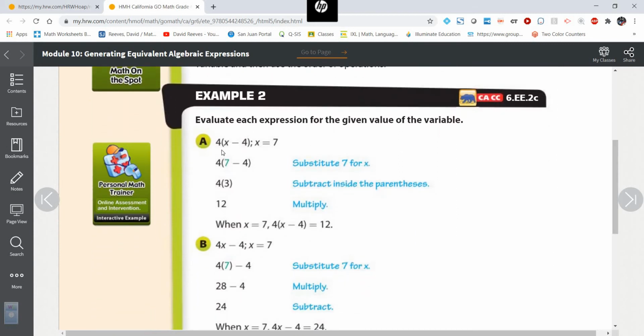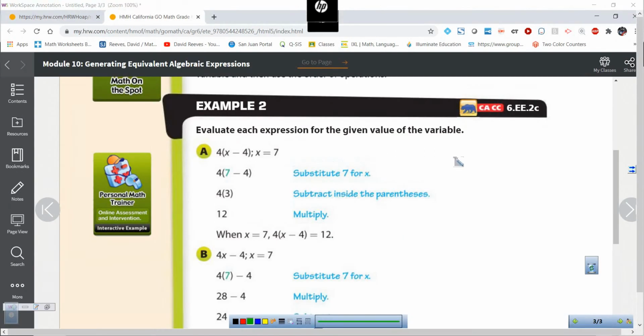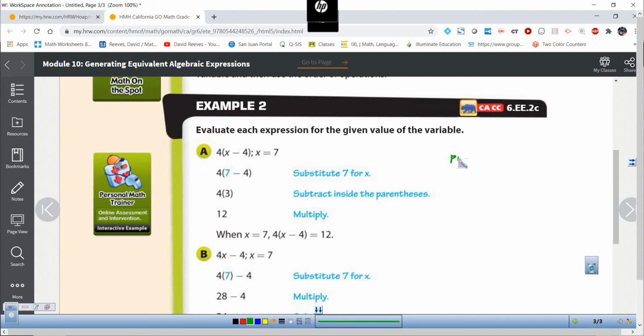All right, so if you look right here, we have 4 times x minus 4 when x is 7. All right, just a reminder of order of operations, fondly referred to many times as PEMDAS, right? P stands for the parentheses. All right, and remember, parentheses are grouping symbols. So that P is the parentheses, and then the E, remember, is the exponents. We do exponents next.